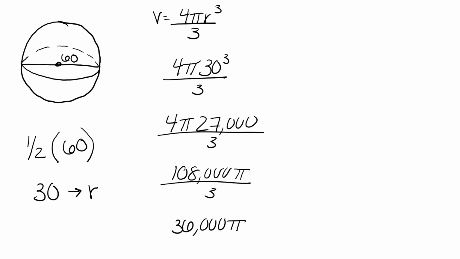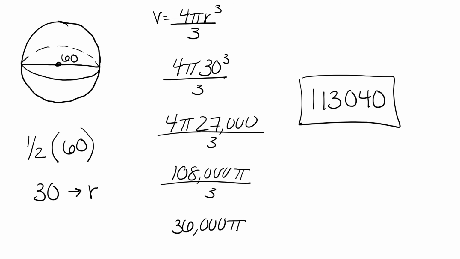And then we multiply by pi. The directions tell us to multiply by 3.14. And when we do that, we get 113,040. There are no decimals in our answer, so there's no reason to round.